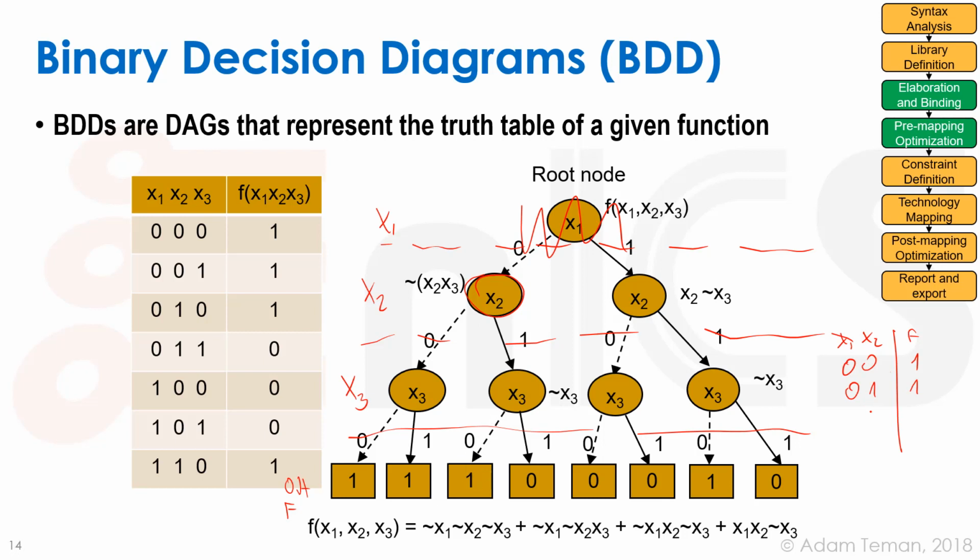So again, x2, did I make a mistake here? Sorry, that was x2 and x3, right? Okay, so if x2 equals 1 and x3 equals 0, we get a 1. And again, we go 1, 1, and we get a 0. So 1, 1, 0. And so we can see that what we get here is basically a NAND gate.